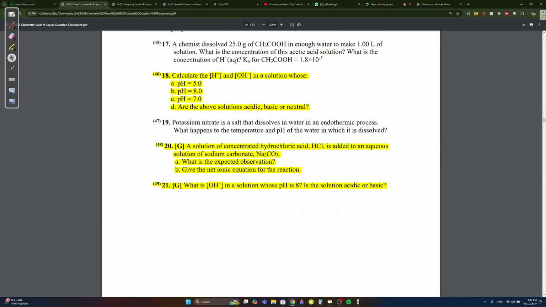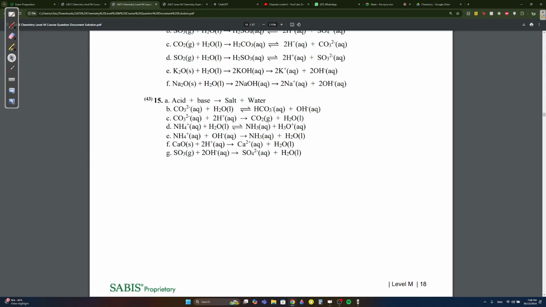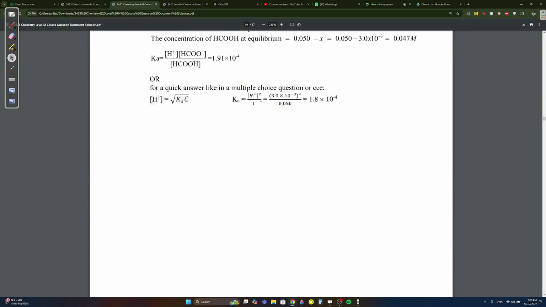Calculate the H plus and OH minus in the solution. Okay, pH. H plus. So, concentration of H plus when you have the pH is 10 to the power of negative pH, so 10 to the power of negative 5. Then OH, how do you get it? 10 to the power negative 14 divided by H plus. I'm just going to show you the solution.